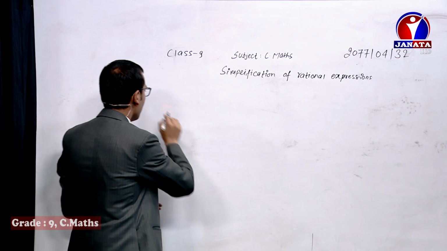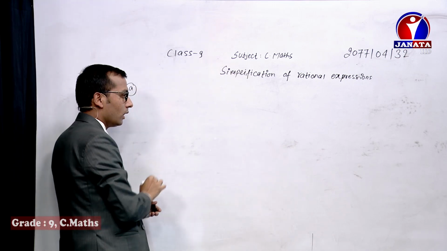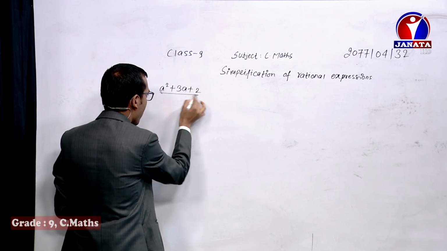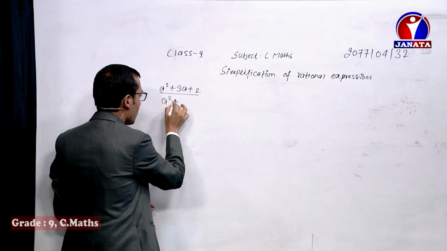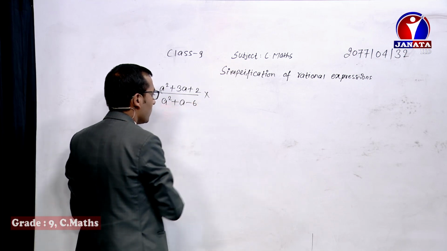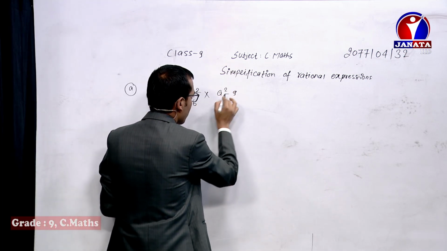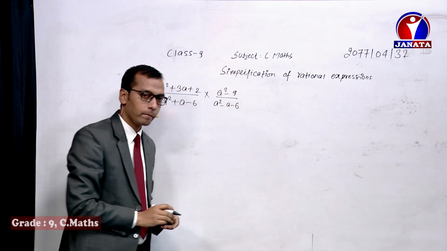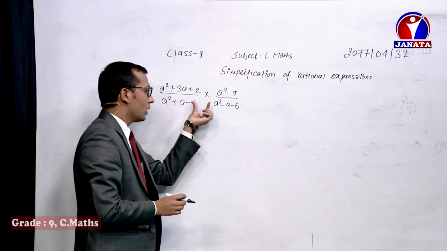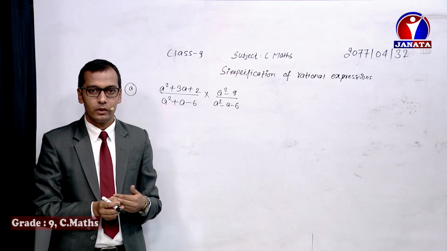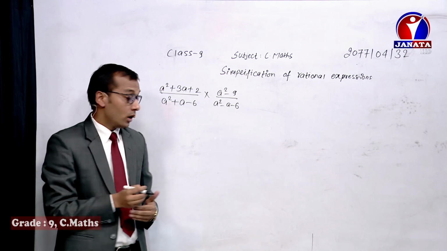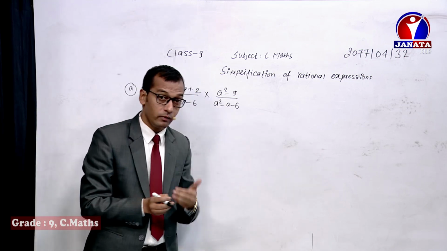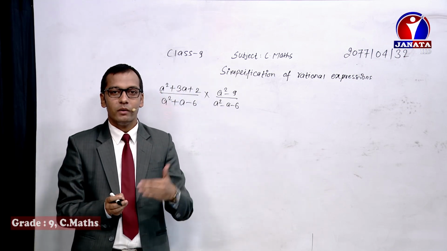We can see on the slide. The first question is a square plus 3a plus 2 over a square plus a minus 6, times a square minus 9 over a square minus a minus 6. So we are simplifying this rational expression. So what should we do in the very beginning? Let me explain a few steps in simplification.